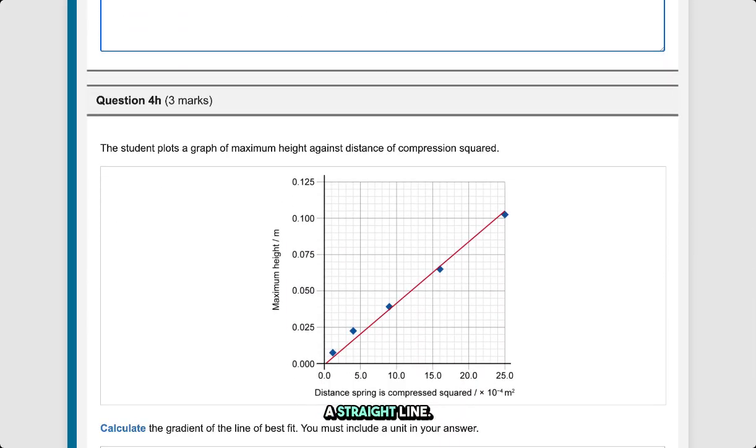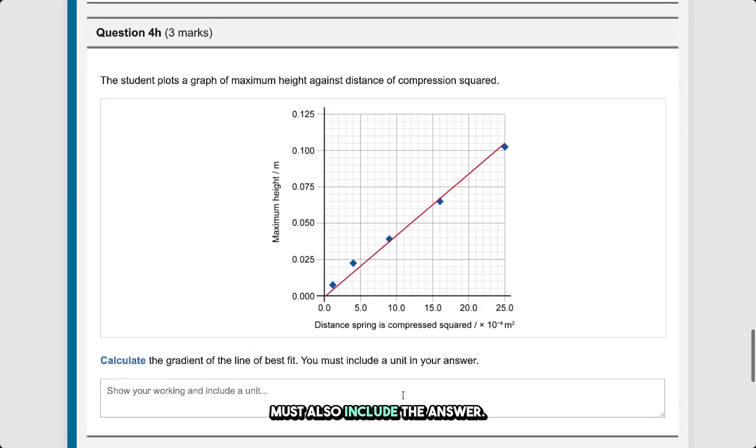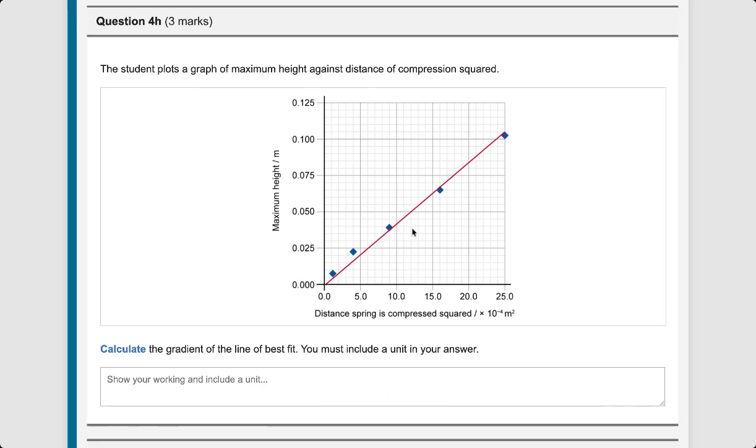Now here you can see a straight line, but this is a graph between maximum height versus the square of the compression. But look here, when you take the square of the compression against maximum height, you are going to get a straight line. Okay, and I can see that here, but what is the question asking here? The question is asking to calculate the gradient of the line of best fit, and you must also include the answer. Now the gradient, so while I say the gradient, I have to find the slope of it.